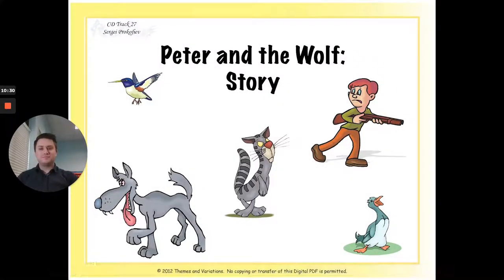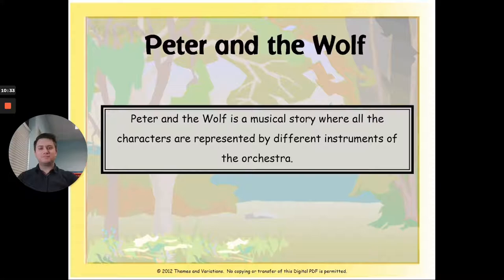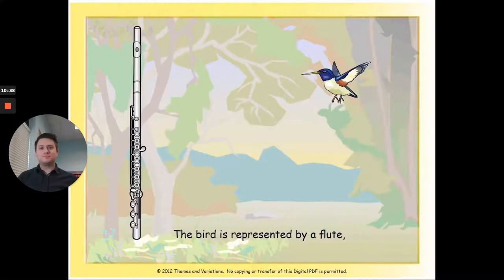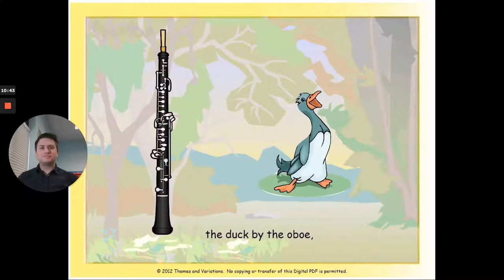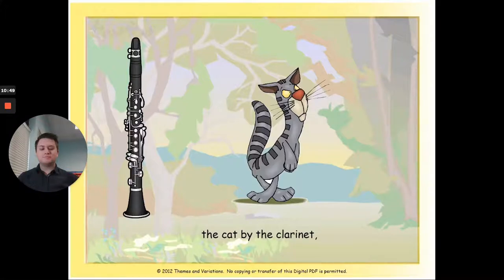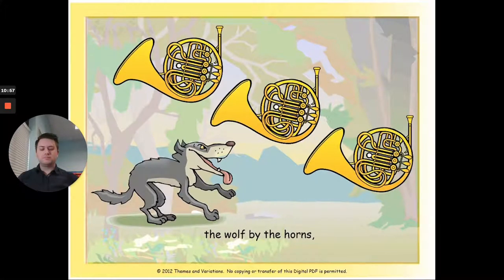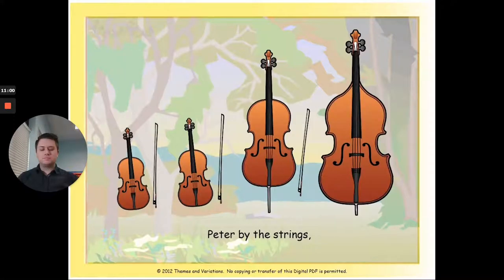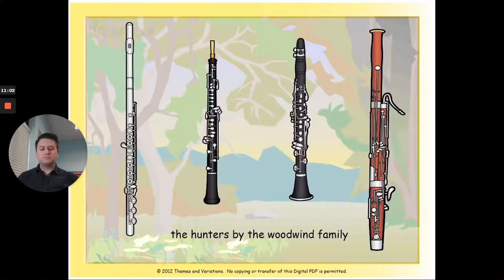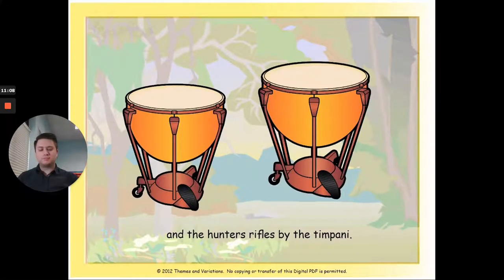Peter and the Wolf. Peter and the Wolf is a musical story where all the characters are represented by different instruments of the orchestra. The bird is represented by a flute. The duck by the oboe. The cat by the clarinet. The grandfather by the bassoon. The wolf by the horns. Peter by the strings. The hunters by the woodwind family. And the hunters' rifles by the timpani.